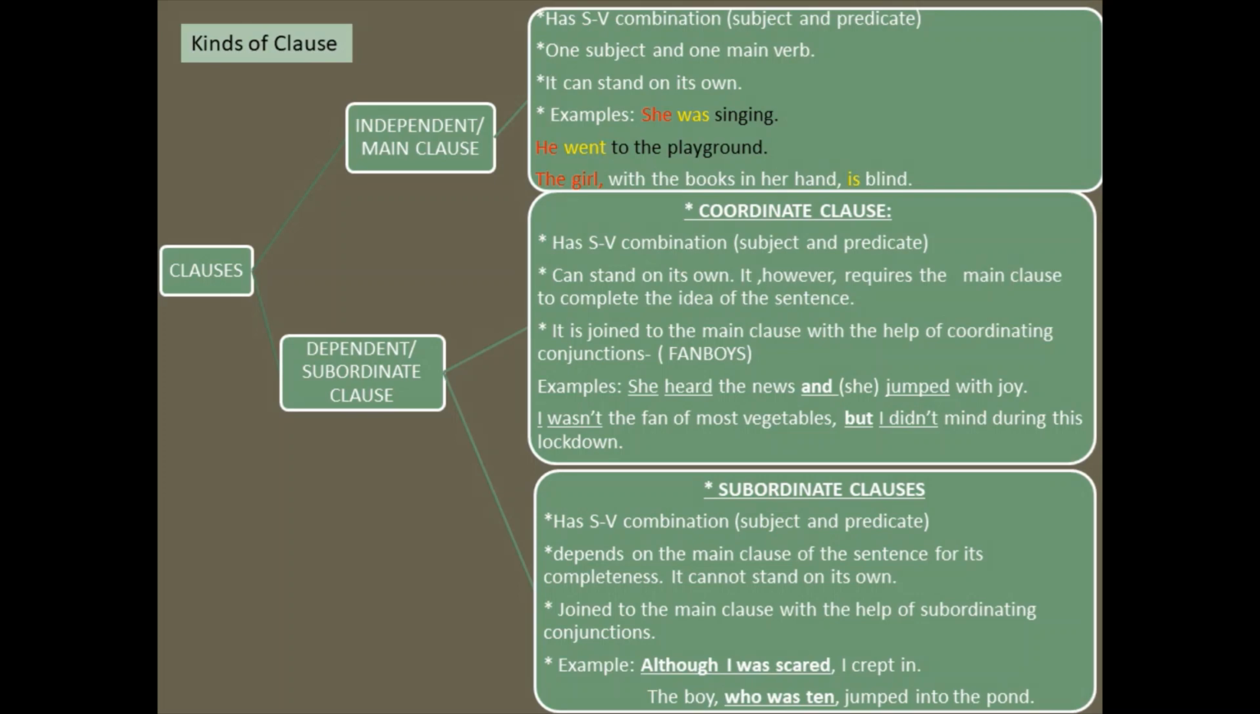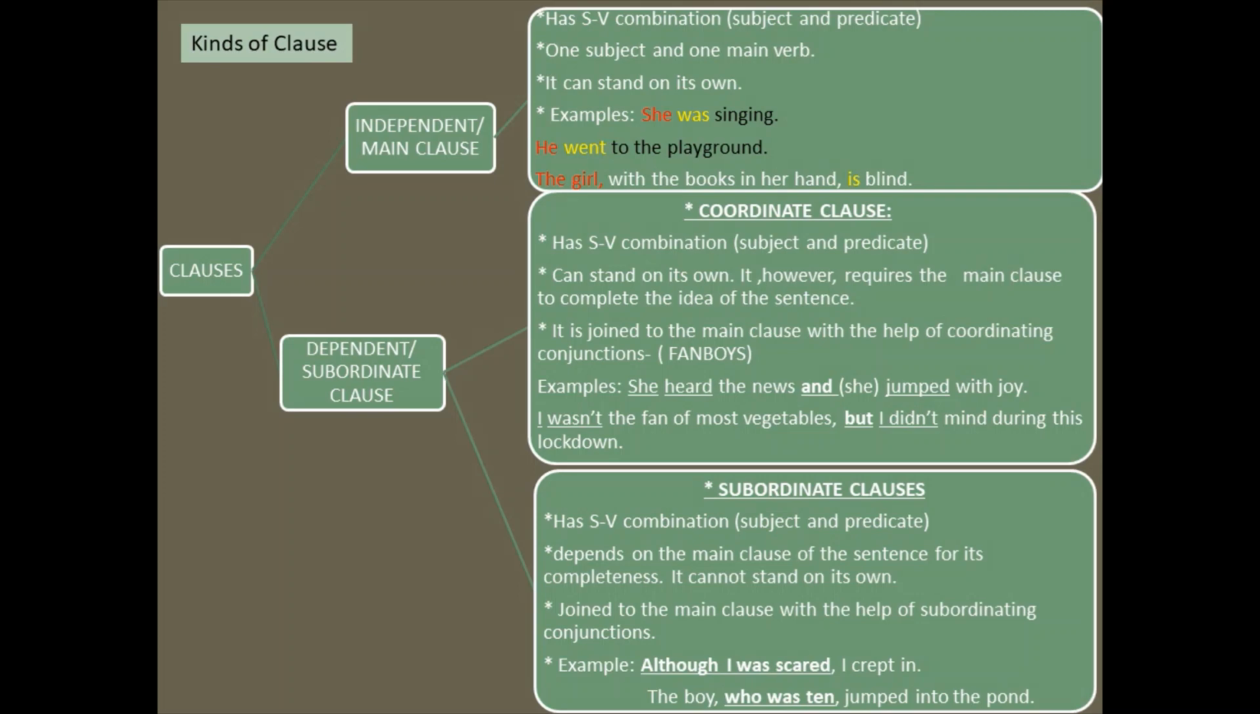Now, this is a clause in a sentence which completes the subject-verb combination, yet it cannot stand on its own. Now, when you say cannot stand on its own, we have learned that phrases cannot stand on its own. But here we have the subordinate clauses, which though complete the structure of subject and verb, that is why it is termed as a clause, but it cannot stand on its own to give the complete meaning.